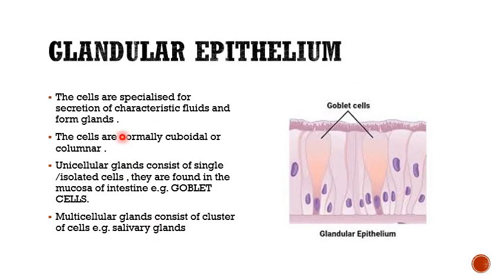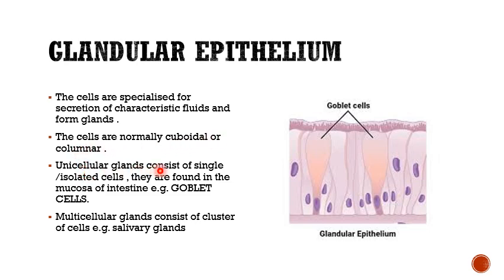The next is glandular epithelium. The cells are specialized for secretion of characteristic fluids and form the glands. The secretions come from the glands. The cells are normally cuboidal or columnar.